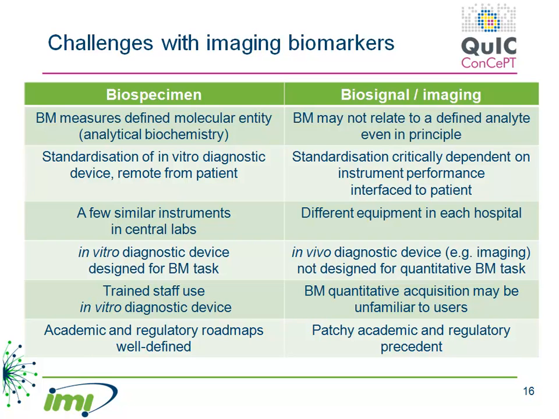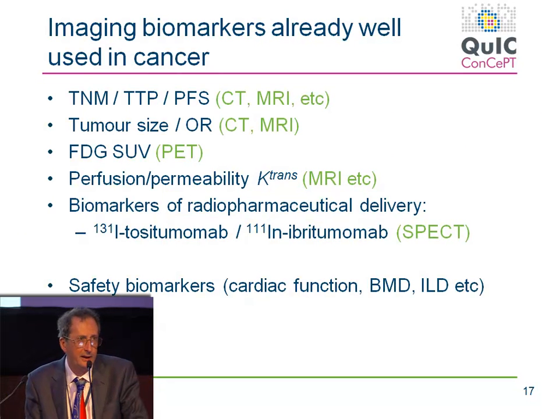Well, that's not true. Actually, there are a lot of imaging biomarkers which we already know and love. Actually, the TNM status is largely an imaging biomarker. Tumour size is an imaging biomarker. It's been around at least since the 1950s. We've heard a lot about FDG. Not so much at this meeting about dynamic MRI and K-trans, but that's also been very useful in showing biological efficacy of anti-angiogenics. And there are a few imaging biomarkers related to radiopharmaceuticals, which are also companion diagnostics.